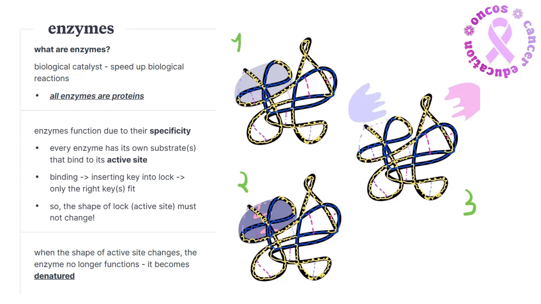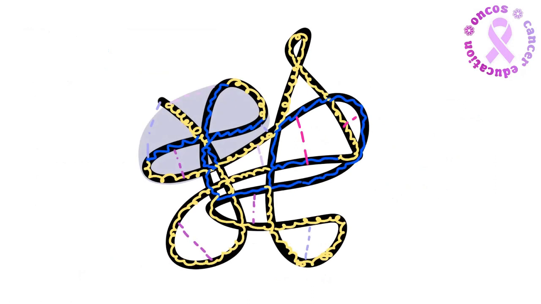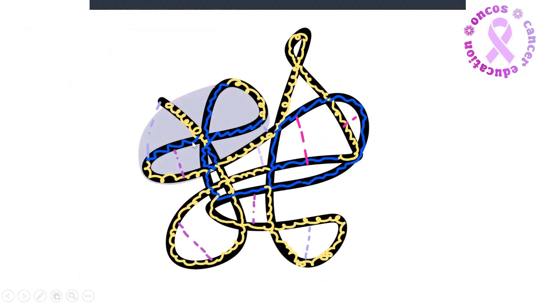But first, let's look at how enzymes function under normal optimal conditions. So this is an enzyme. This gray area is the active site. Boom, a substrate has locked into this active site. You can see it's a perfect fit.